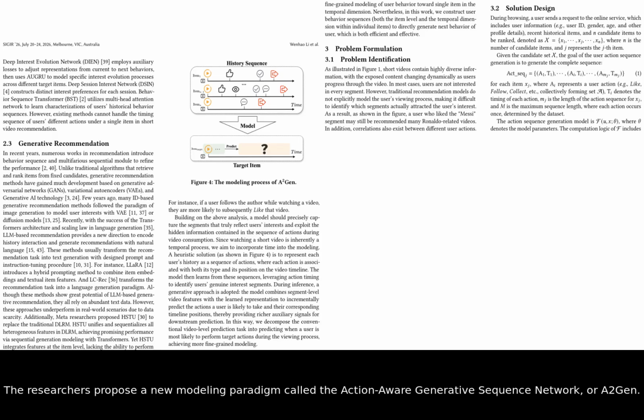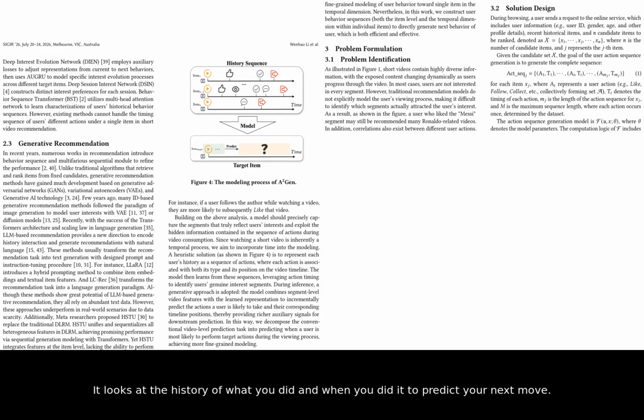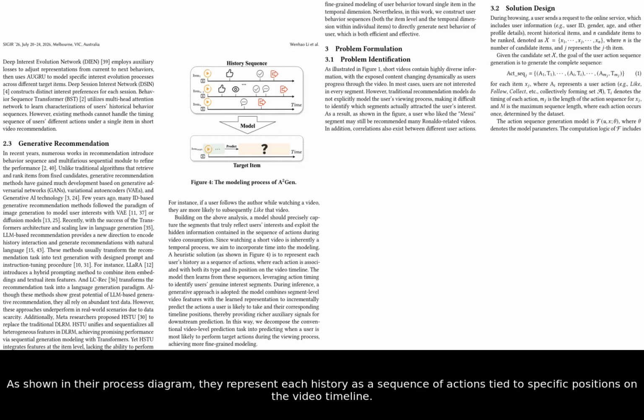The researchers propose a new modeling paradigm called the Action-Aware Generative Sequence Network, or A2Gen. Instead of just seeing a like as a 1 or a 0, this model treats your actions as a story or a sequence. It looks at the history of what you did and when you did it to predict your next move. As shown in their process diagram, they represent each history as a sequence of actions tied to specific positions on the video timeline.